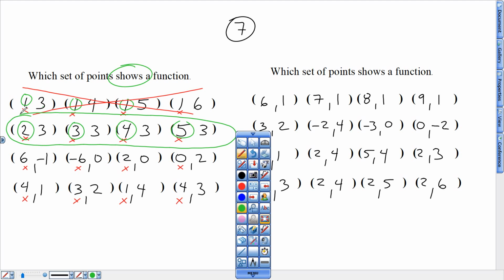This next one, these are not the same. These are not the same. None of these x numbers repeated. As soon as I see that, I know it's good.